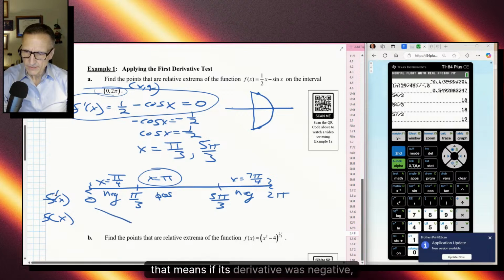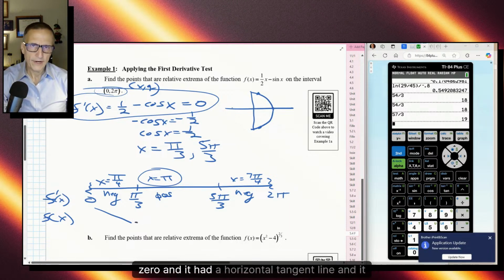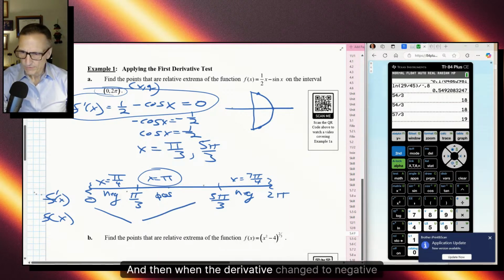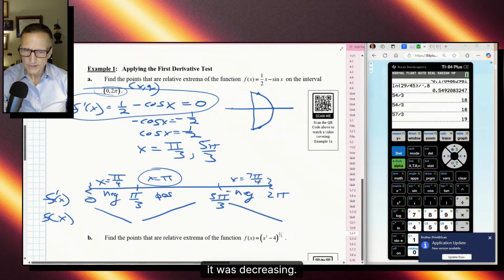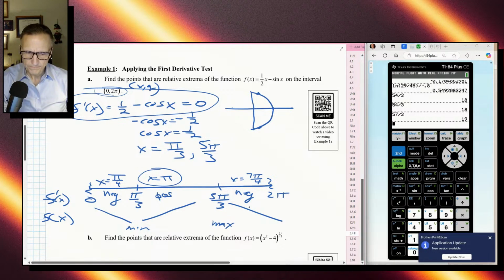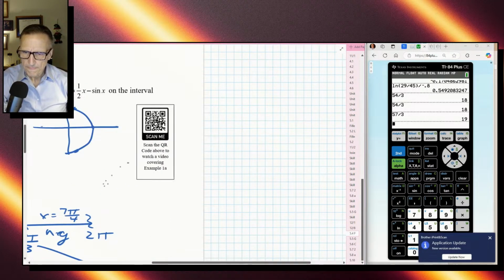That means if its derivative was negative, it was decreasing. It reached pi over 3 where the derivative was 0 and it had a horizontal tangent line, and it changed to increasing. And then when the derivative changed to negative, it was decreasing. So then I can see that I have a relative minimum at that critical value, and I have a relative max right there. And so then I would say on a free response question something like this.